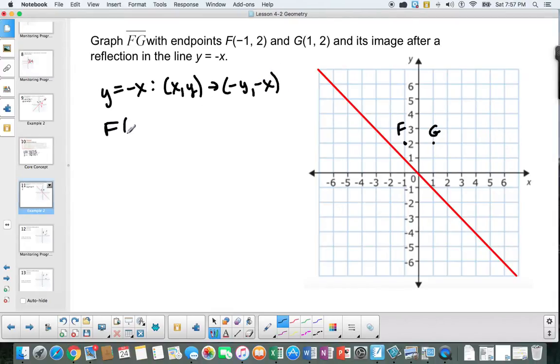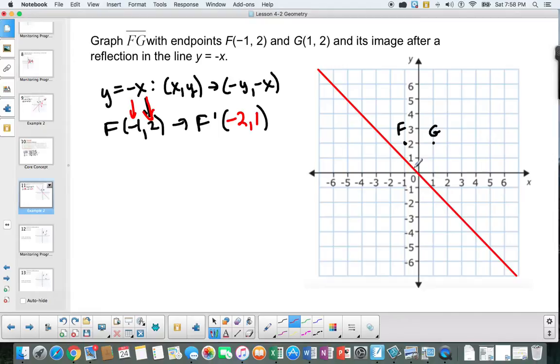We're going to take the point F, negative 1, 2, and we're going to take this y and put it up in the x position, but we're going to change its sign. And then we're going to take this x, it says to change its sign and put it in the y position, and that's going to be a 1.